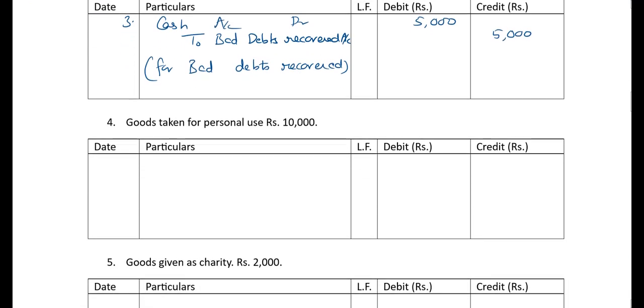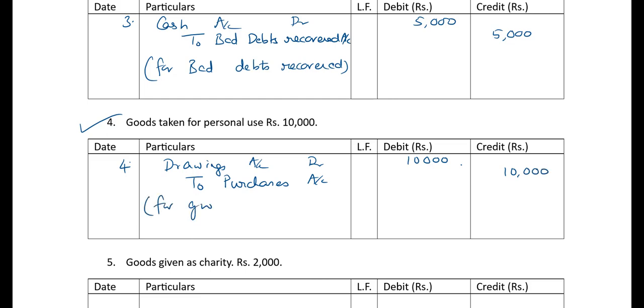Fourth transaction, goods taken for personal use is 10,000 rupees. It's taken for personal use, so we debit drawings account. The item which is taken for personal use is goods, so we need to credit purchases account. For goods taken for personal use.